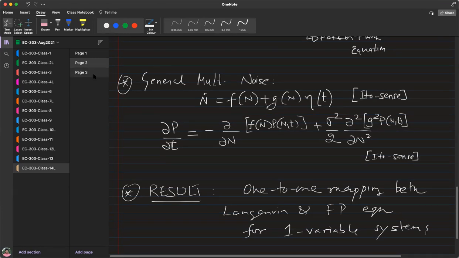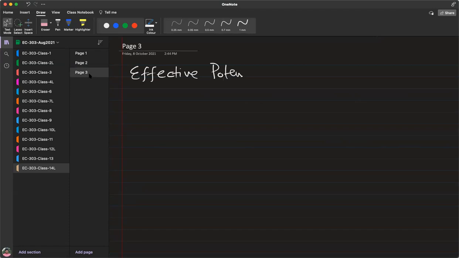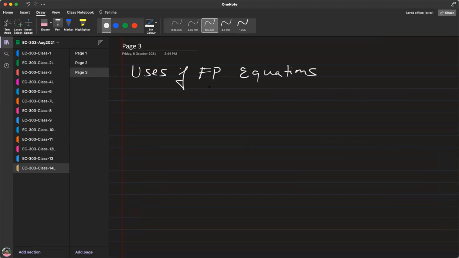Now let me tell you, what do we do with this Fokker-Planck equation? What will we do with this? What's the use of this? There are two uses of the Fokker-Planck equation. One is that you just solve them.